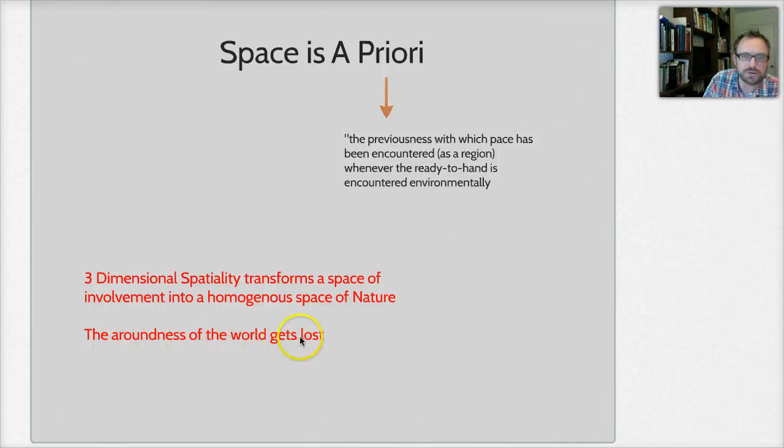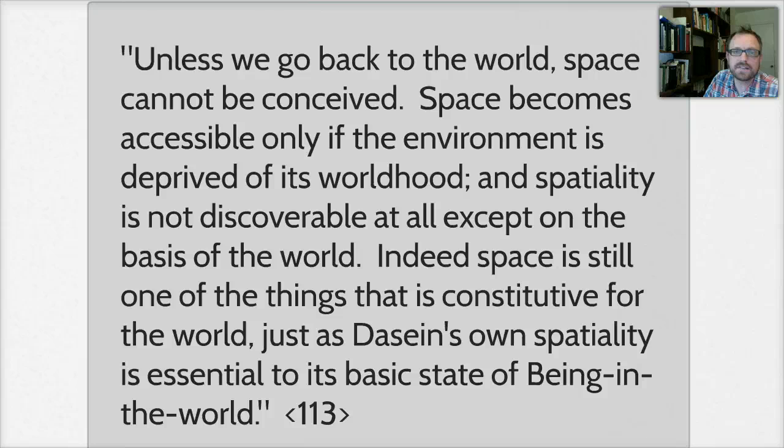Now, the three-dimensional spatiality transforms a space of involvement into a homogeneous space of nature. The roundness of the world gets lost. And notice that the roundness of the world that we're describing here in terms of Dasein's environmental spatiality is very different than the spatiality we see on a map, where there is no point where anything is around. Everything just happens to be just there. It just lies there, right? So the three-dimensional spatiality that we can arrive at in the present-at-hand ultimately irons out the roundness of the world, right? So the three-dimensionality of space ultimately is derivative from Dasein's spatiality as a phenomenological comportment, right?